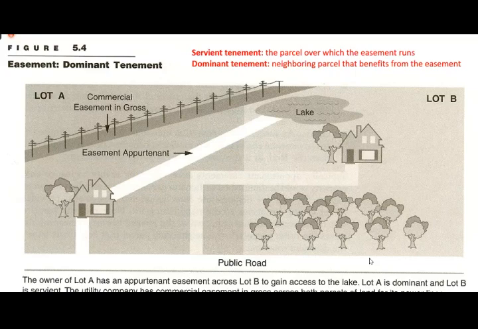Okay, so in 5.4, this says 5.4 is up, but actually what you're looking at on the screen here is actually 5.3. Okay, in your book under 5.4, the utility company has an easement in gross across both parcels of land for its power lines. Creating an easement.